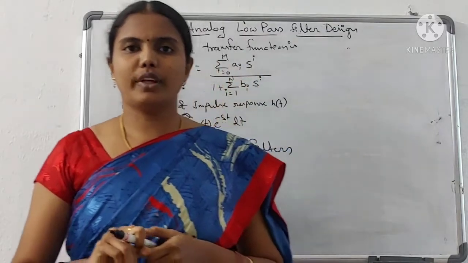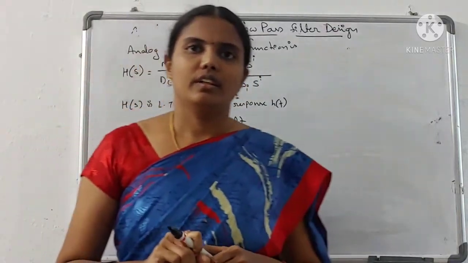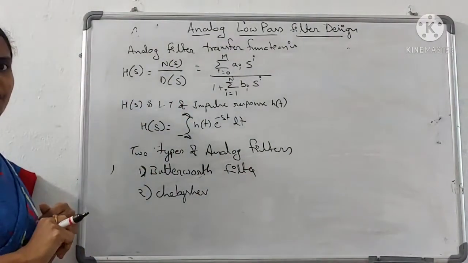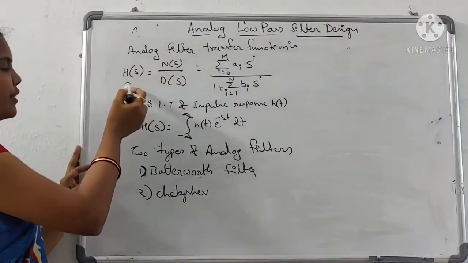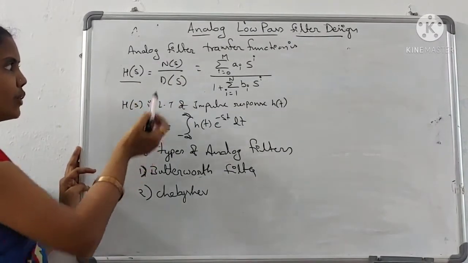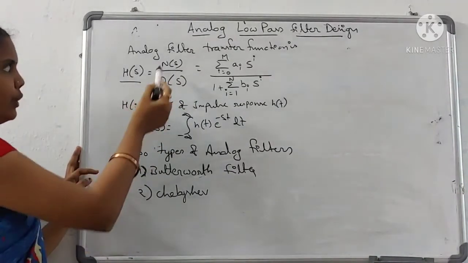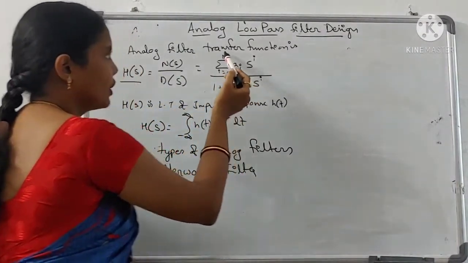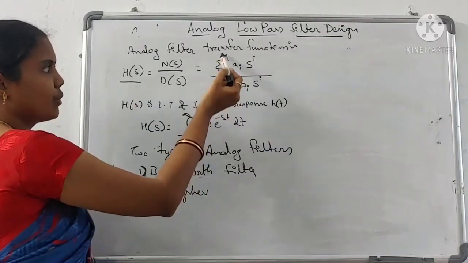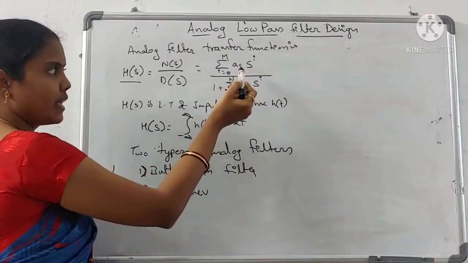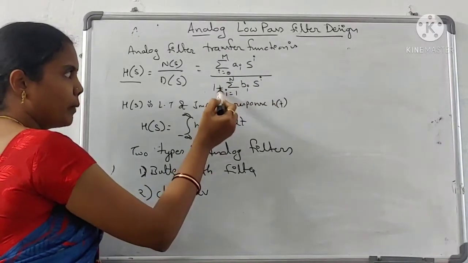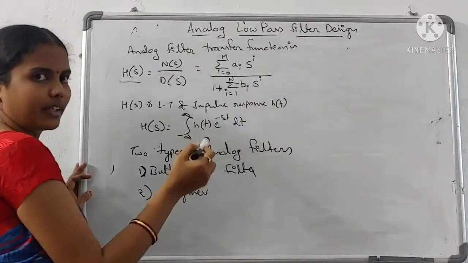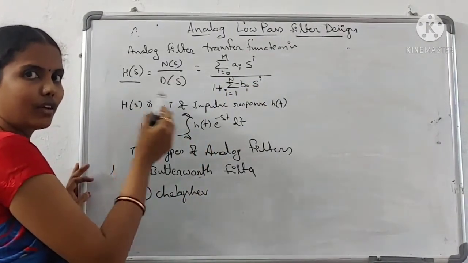I'm going to explain about analog low pass filter design. So this is the most common general form of analog filter transfer function. Analog filter transfer function, which is given as H of s is equal to N of s by D of s, numerator by denominator, is equal to summation i is equal to 0 to m, the limits are 0 to m, a_i s suffix i divided by 1 plus summation i is equal to 1 to n, b_i s suffix i. So this is the transfer function of analog filter.